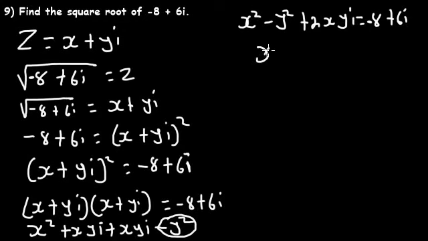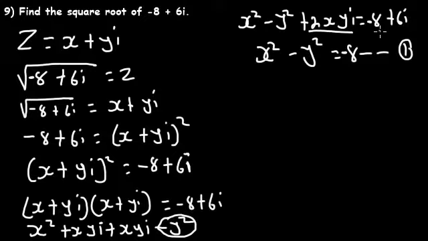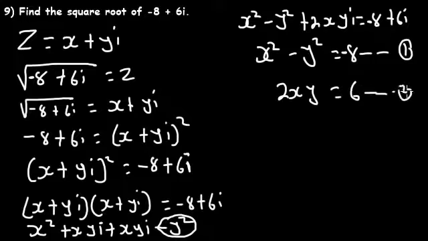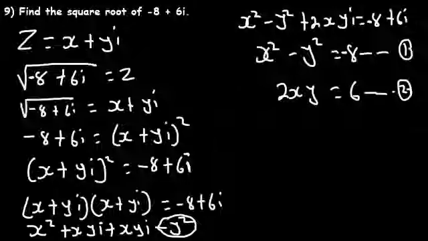So we are going to set x squared minus y squared equal to minus 8. Let that be equation 1. Similarly, the imaginary part will be equal to the imaginary part, which implies that 2xy will also be equal to 6. Equation 2. Our goal now is to find the values of x and y with the help of these two equations.